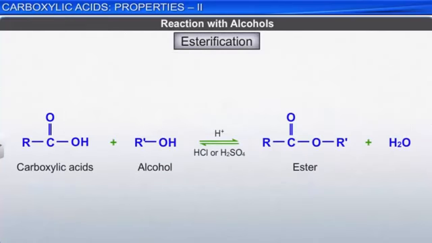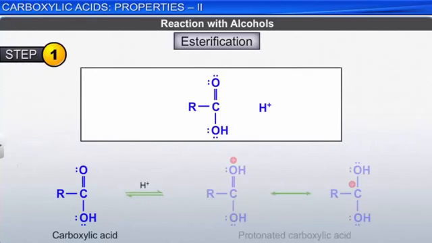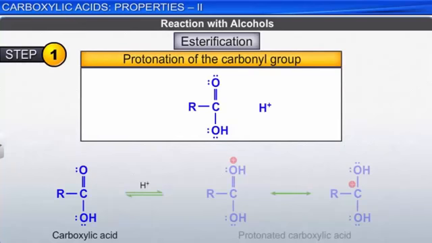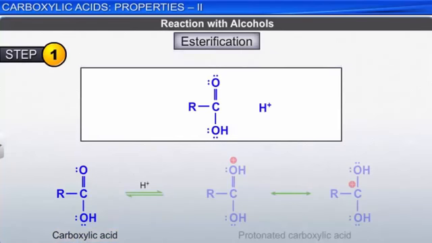The esterification of carboxylic acids with alcohols is a nucleophilic acyl substitution reaction. The steps involved in the mechanism are: the first step is the protonation of the carbonyl group. In the presence of mineral acids, the carbonyl group of the carboxylic acid accepts a proton to form a protonated carboxylic acid, as shown here.